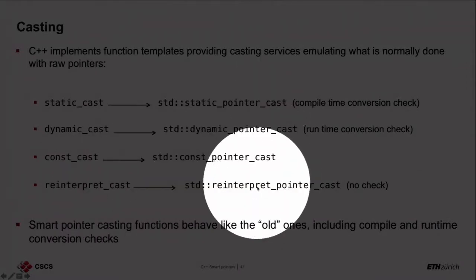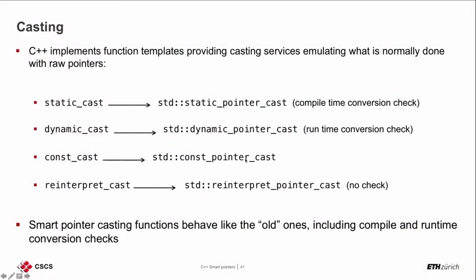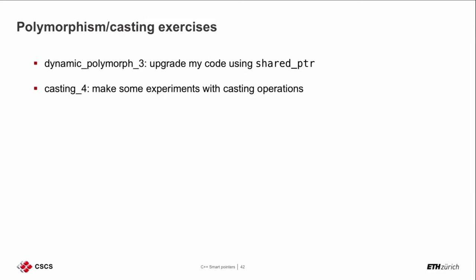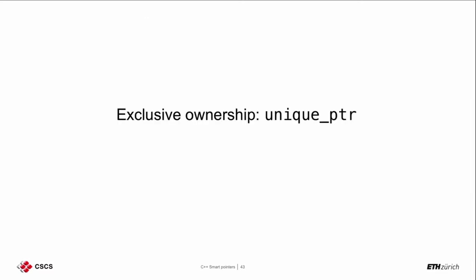And then you have exactly the same casting operations also for the new smart pointers. So again, you have the same features that you have with the old pointers, but with something more in the interface and automatic memory management. So if you're thinking about using them in your code, the modernization work will not be so much because the interface is exactly the same. You have a couple of exercises, as I said, for dynamic polymorphism and casting. But let's move to the last smart pointer.